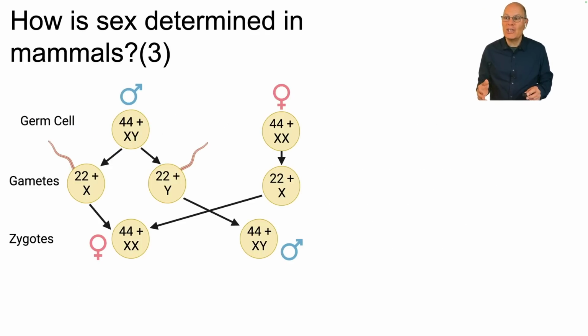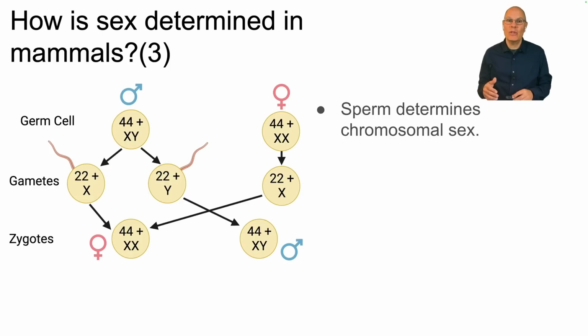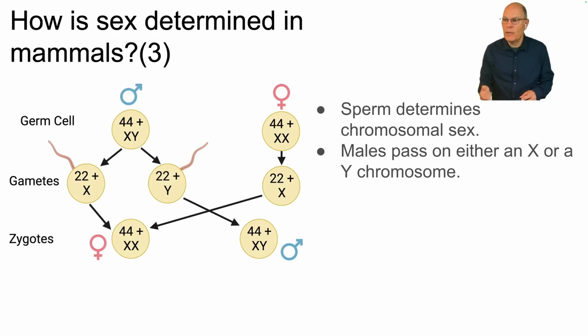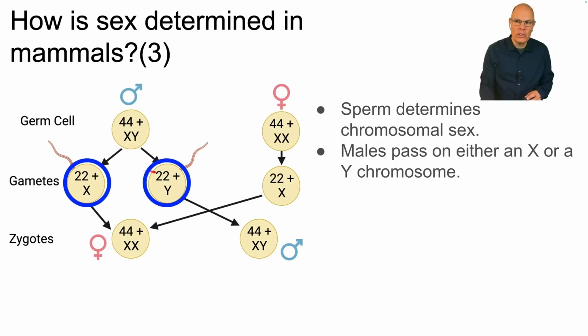During fertilization, it's the sperm that determines the chromosomal sex of the zygote, which becomes the embryo, which becomes the baby, which becomes the person. The males, which have their 22 autosomes and then an X and a Y chromosome, during meiosis will pass on either an X chromosome or a Y chromosome, because even though they're not truly homologous, they will get separated, just like how the other homologous pairs get separated.